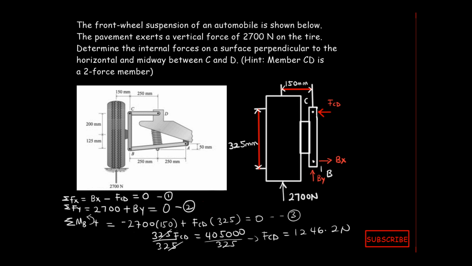But looking at the answer we got, it is a positive value. We chose the direction to be in the negative x direction, but our answer is giving us a positive value. That tells us that our direction is wrong. So we can now change the direction here. This will be the direction actually. Now let's draw the free body diagram for the member CD, which is the 2 force member.